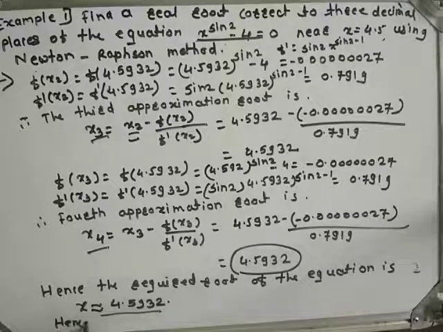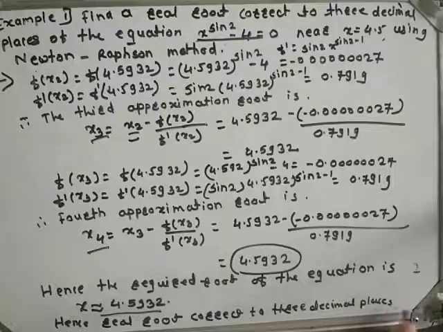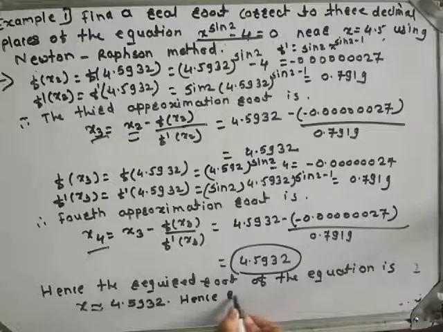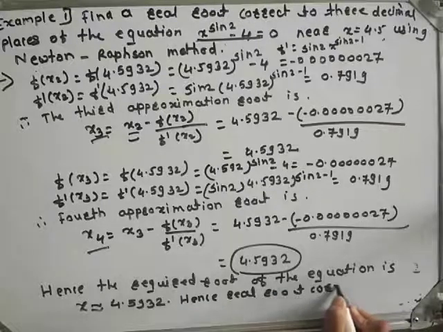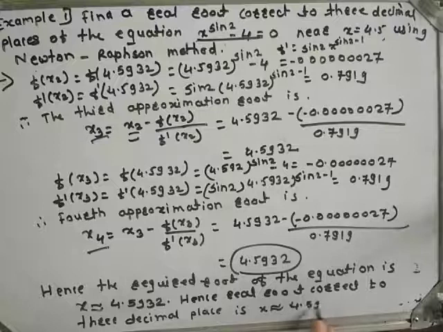Hence real root correct to 3 decimal places is x is approximately equal to 4.593. Hence solution of this problem is complete.